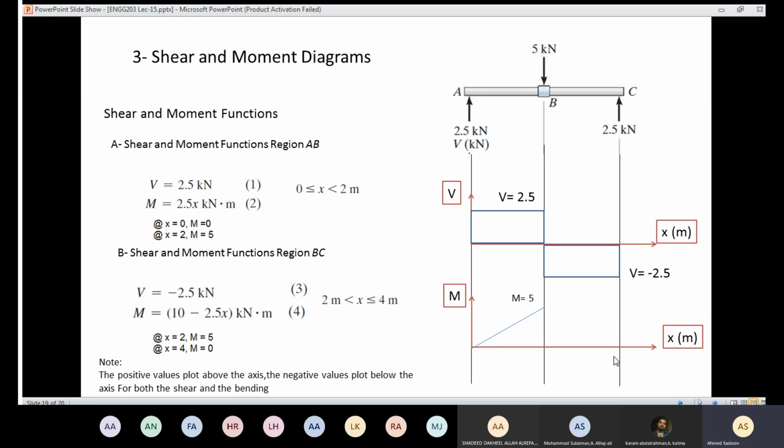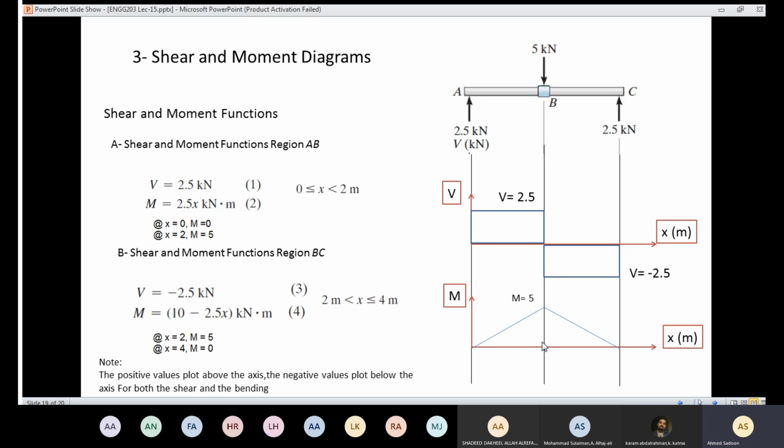And if you apply x at that point, which is 4, in that equation, we are going to have 10 minus 2.5 times 4, which is 0. So I have 5 and 0. So here is 5 and here is 0. So now I managed to draw the bending moment diagram. Again, the bending moment diagram shows us the variation of the moment. So the moment here is 0, the moment here is 0, the moment here is the maximum value, which is 5 kilonewton meter.